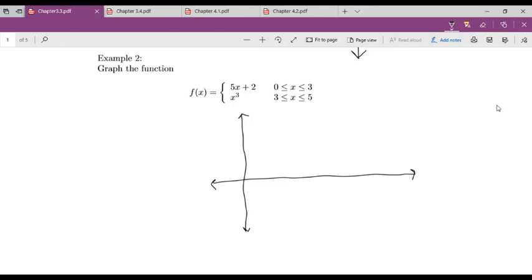So let's go by, I don't know, 25s on the upper one, and we'll go by, obviously, 1s here. So 1, 2, 3, 4, 5. Here I'll go by 25s.